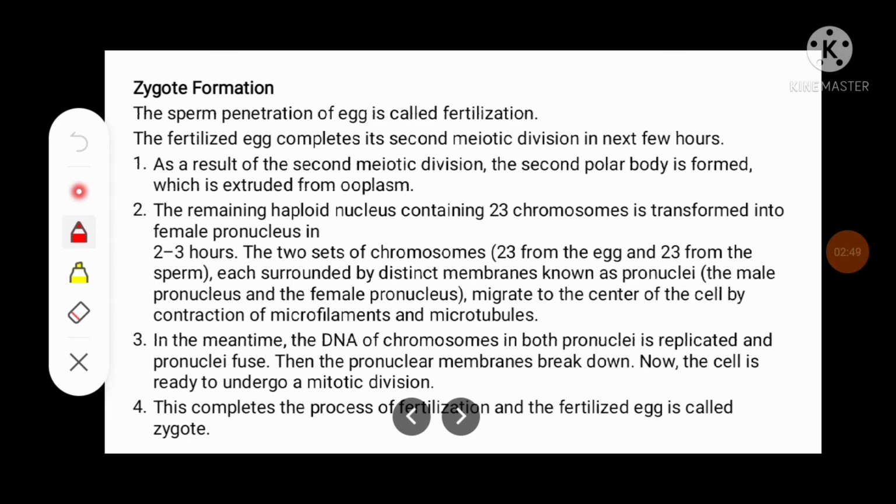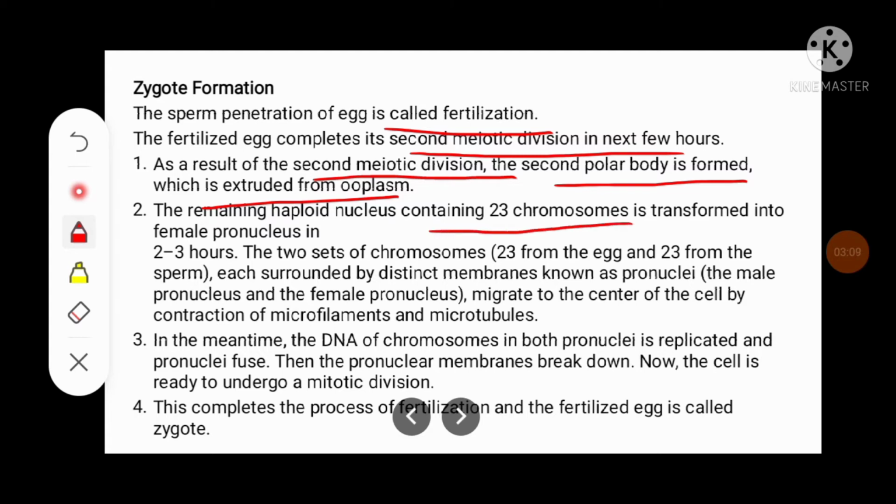Zygote formation. The sperm penetration of the egg is called fertilization. The fertilized egg completes its second meiotic division in the next few hours. As a result of the second meiotic division, the second polar body is formed, which is excluded from the ooplasm. The remaining haploid nucleus containing 23 chromosomes is transformed into the female pronucleus in 2 to 3 hours.